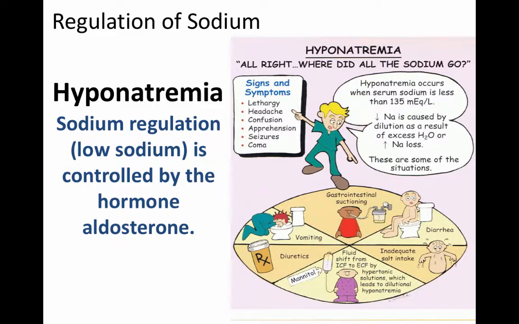And you can see here signs and symptoms. You can start getting where you don't have a lot of energy, or lethargic. You can get headache, confusion, maybe apprehension to making decisions because you're confused, and seizures, and essentially hyponatremia can lead to coma. A lot of times what they're looking for is serum sodium less than about 135. And we essentially talked about all the different ways that it can happen.